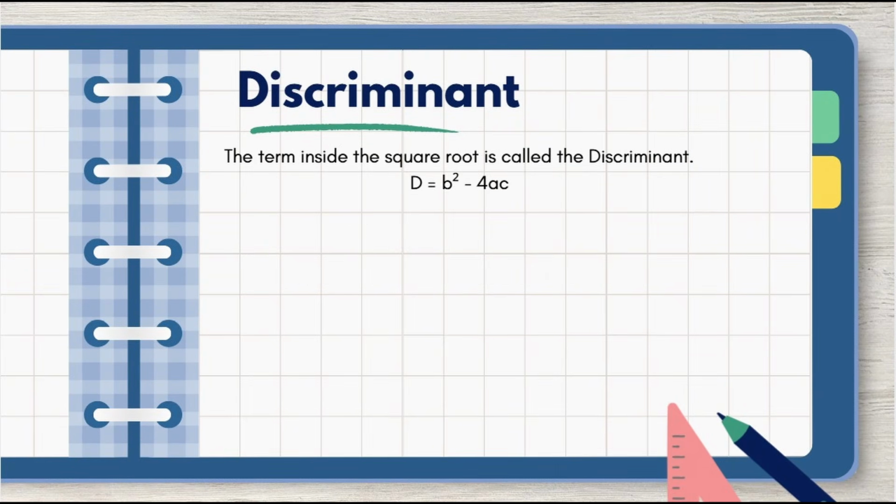Discriminant and examples. The discriminant. The term inside the square root of the quadratic formula is called the discriminant. It is represented by the capital letter D. The formula for the discriminant is D equals b squared minus 4ac.